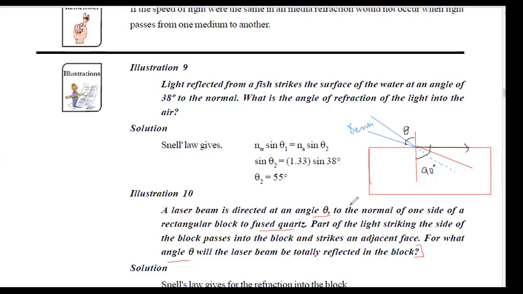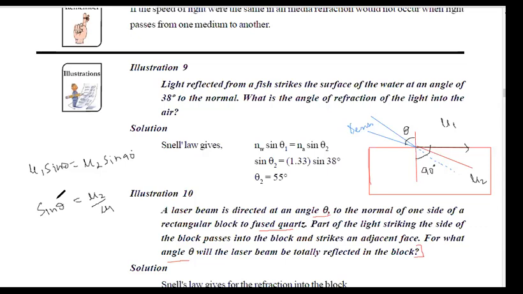Then can we use Snell's law? Suppose this is mu 1 and this is mu 2. So let's use Snell's law. What can we write? We can write mu 1 sine theta is equal to mu 2 sine 90 degrees. Now we know that sine 90 degrees is equal to 1. So can I say that sine theta is equal to mu 2 by mu 1?